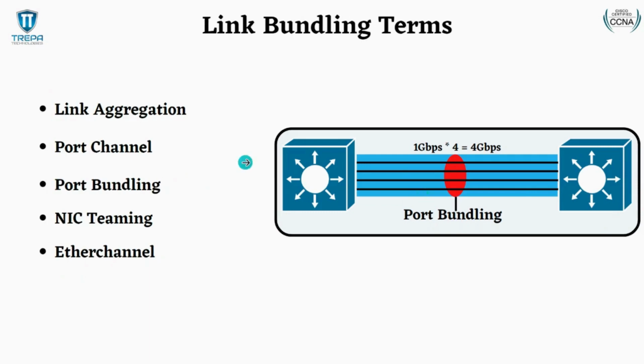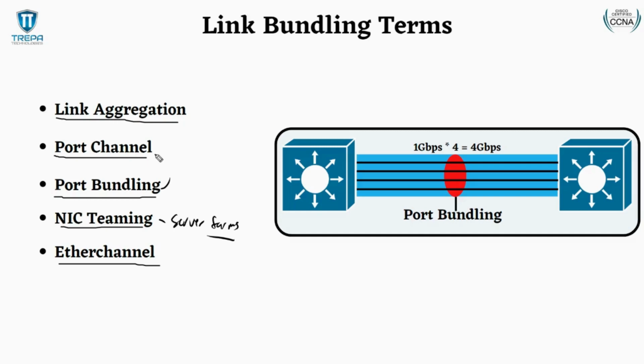Okay, and then link bundling terms. So we have some link bundling terms here that you may see out there in the wild. Link aggregation, port channel, port bundling, NIC teaming, and Etherchannel. NIC teaming you're going to see a lot in our server farms and server environments. Port bundling, port channel, you'll see in networking. And link aggregation, you see just in IT in general, people using that term.